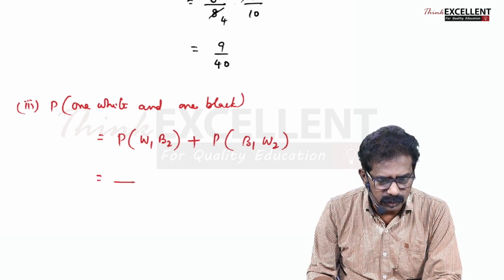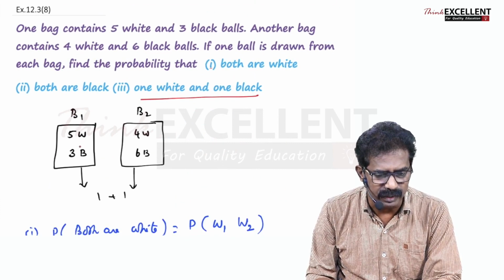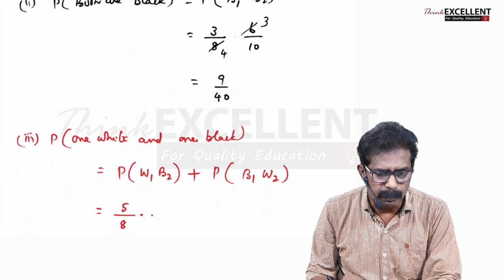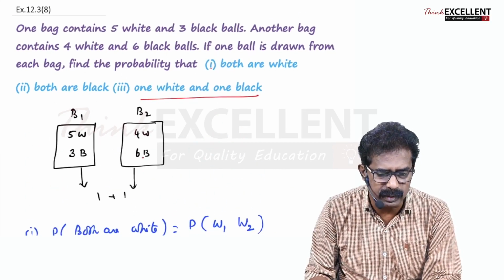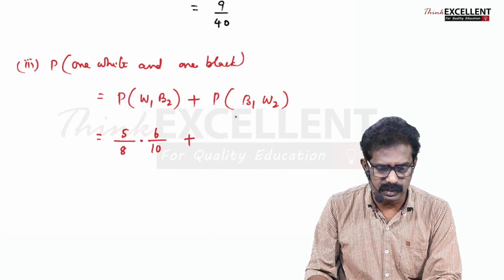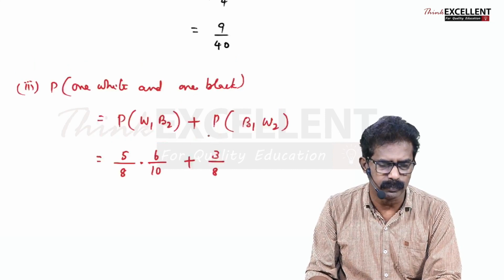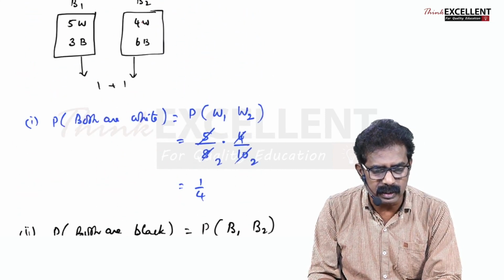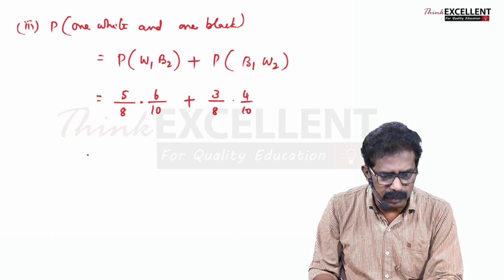So in the first one totally 8 are there, in which white 5. So 5 by 8 into black from the second. Second totally there are 10, in which black 6. So 6 by 10. Plus black from the first. First totally 8, black 3. So 3 by 8. And white from the second, it is 4 by 10, right? 4 by 10. So I'm not cancelling.